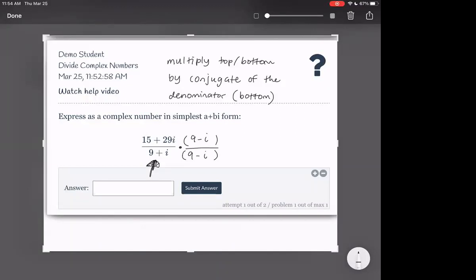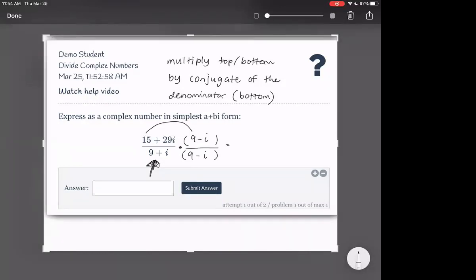And then luckily for us, we know how to multiply, because all you have to do is FOIL it. I know this is kind of two problems in one, because you have to FOIL the top and you have to FOIL the bottom, but it's okay. We will get through it. Let's start by FOILing the top. So we're going to do 15 times 9, and off the top of my head I don't know what that is, so I'm going to use my calculator because we are allowed to.